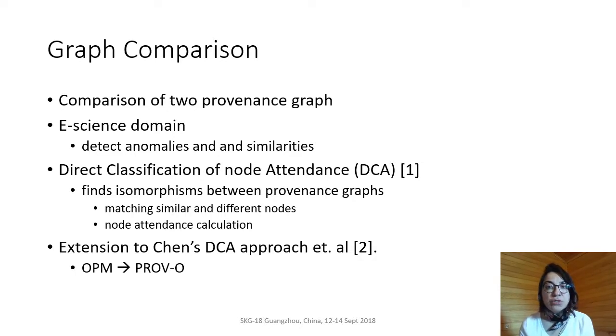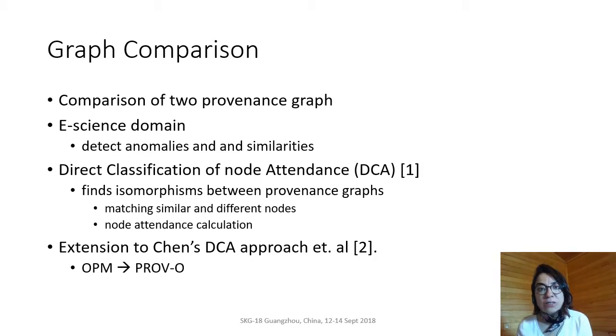One of the key features of provenance analysis is to compare two provenance graphs. Especially in the e-science domain, comparison of two graphs is crucial to detect anomalies and similarities between them. In Chan's study, an improved direct classification of node attendance, called the DCA algorithm, was implemented for an open provenance model to compare two provenance graphs. The DCA algorithm finds isomorphisms between provenance graphs by matching similar and different nodes.